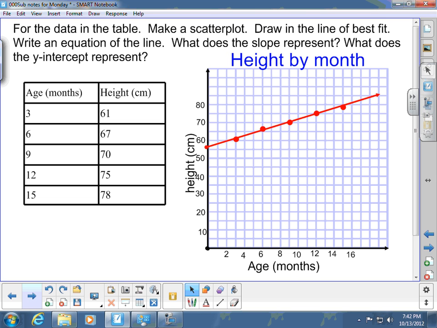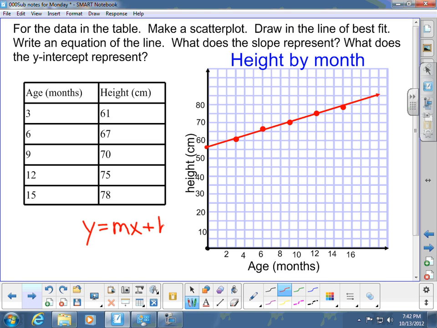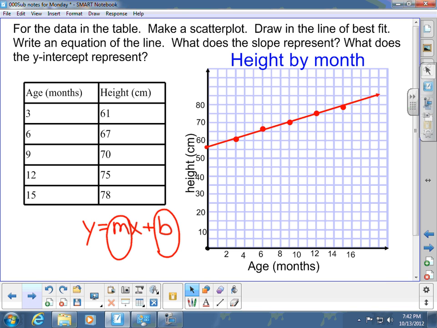Now that we have that line of best fit drawn in, we can try to write an equation for the graph. Whenever we write an equation, we want to write it in y equals mx plus b form, where the m is the slope and the b is the y-intercept, or the beginning point of the graph. We can find the beginning point of the graph by looking at where the graph hits the y-axis. So when you made your line, hopefully you made it go all the way back so that it does intersect the y-axis. And then we need to figure out the slope.